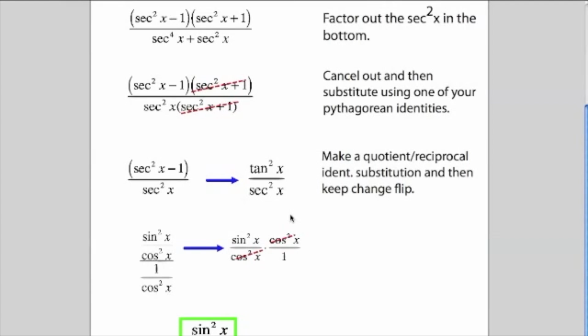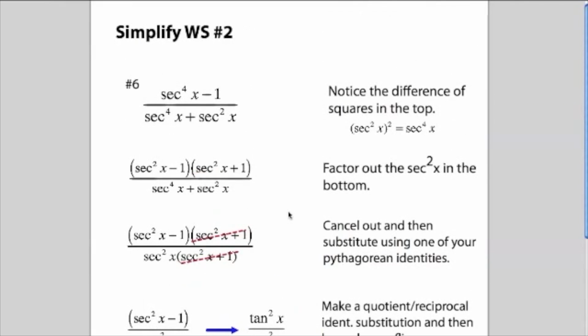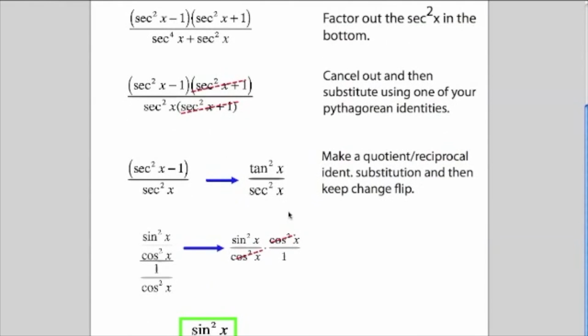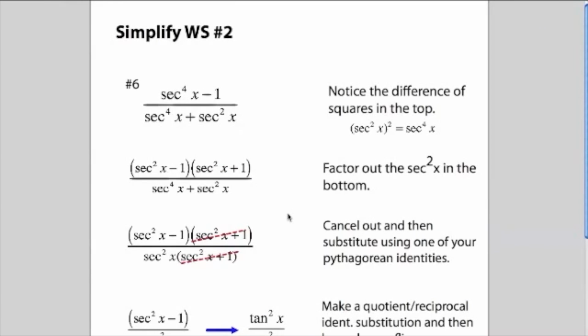And that's the end of number 6. Not really long, but at first glance you might freak out and think, oh, I can't do this because it's got a secant to the fourth power. Okay, but if you ever see that, then you want to think of, oh, maybe this is something squared. So it still fits the difference of squares pattern.